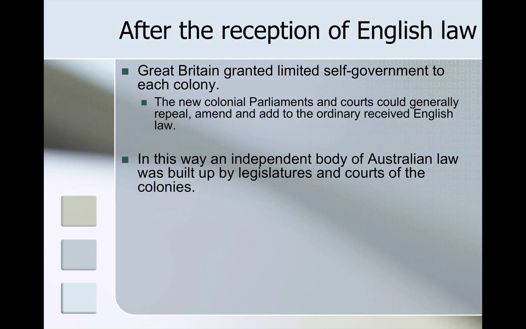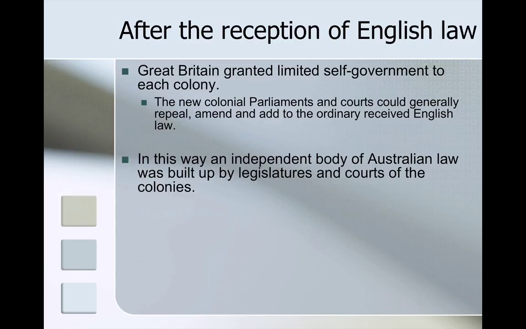Now, after we received all of this English law in 1788, that is, we received the fact that we have this separation of powers, we received exactly what was on the books as the law in Great Britain at the time of 1788. But from that point in 1788, we began to diverge from what was going on in England.